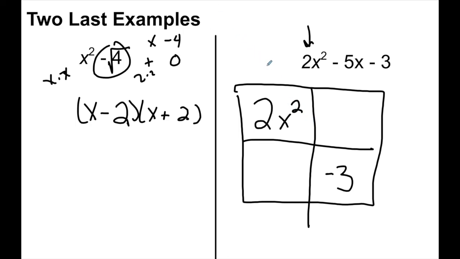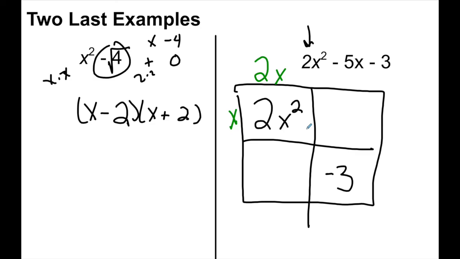Okay, well, how could I get 2x squared when I multiply two things together? Well, one of them is going to have to be a 2x, and the other one's going to have to be an x. Because if I multiply 2x by x, I've got this invisible 1. So I have the 2 times the 1 giving me the 2, and I have the x times the x giving me the x squared. So that is my first piece.